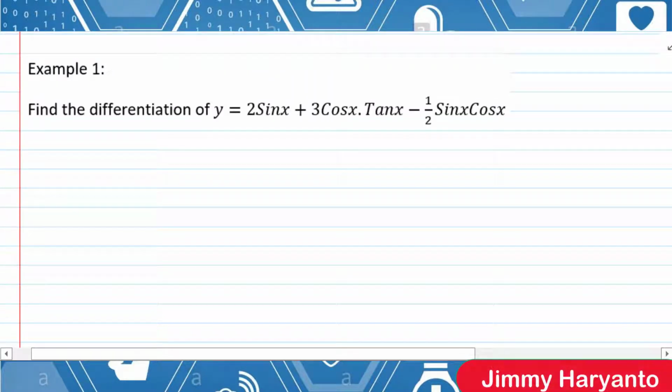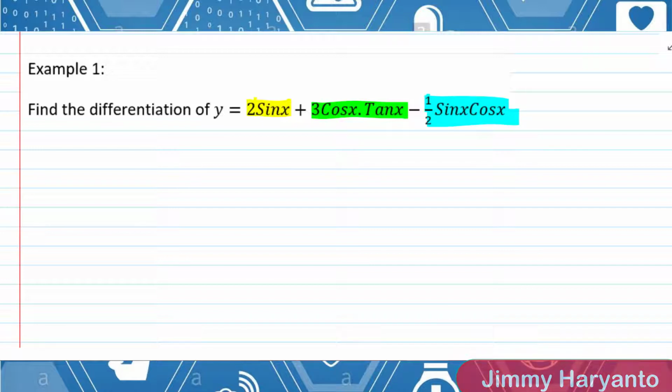Okay guys, take a look at example 1. For example 1, find the differentiation of y equals to 2 sine x plus 3 cos x tan x minus 1/2 times sine x cos x. So we have three terms right here, separated with plus and also minus. Remember, when we have addition or subtraction, we can separate them to find the differentiation one by one.